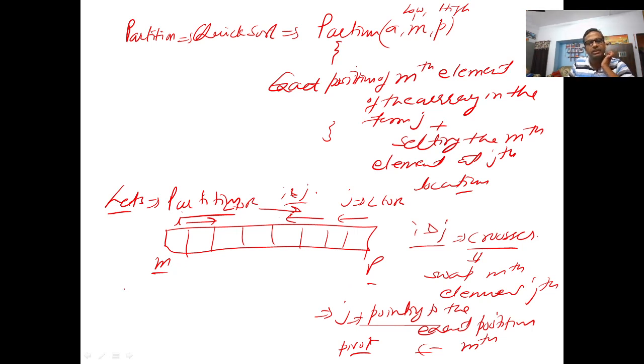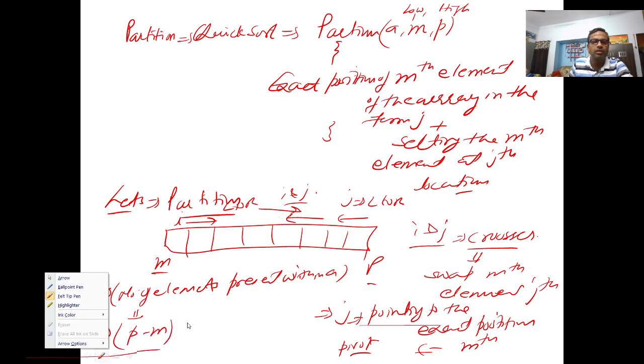I think its complexity should be of the order of the number of elements present within the list, within array A, or you can also say that it may be of the order of p minus m, isn't it? Because it is going to run through a number of comparisons, or iterations, equal to the number of elements present within the array. So the complexity of the partition algorithm will be of the order of the number of elements present within the list.